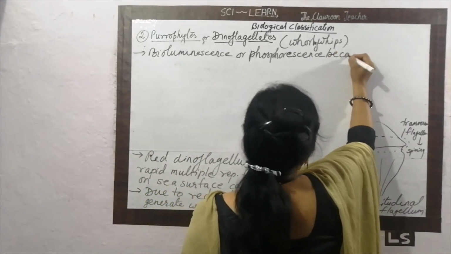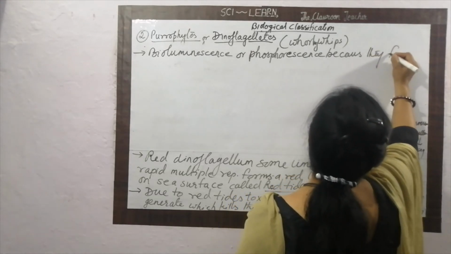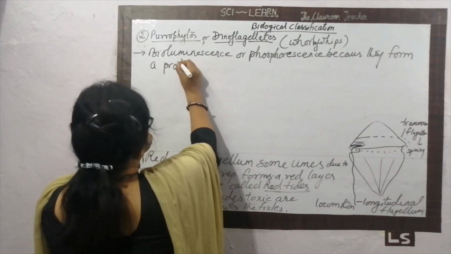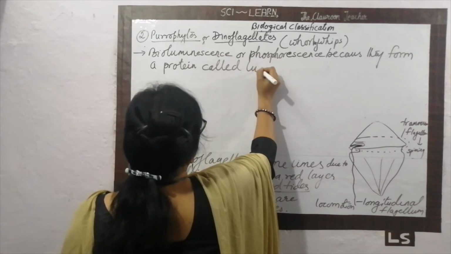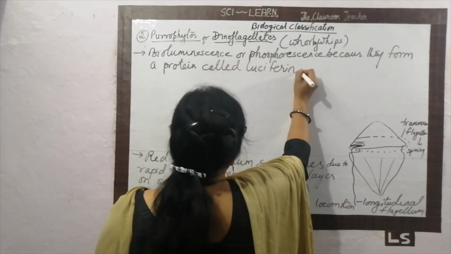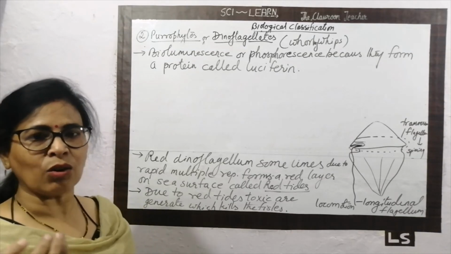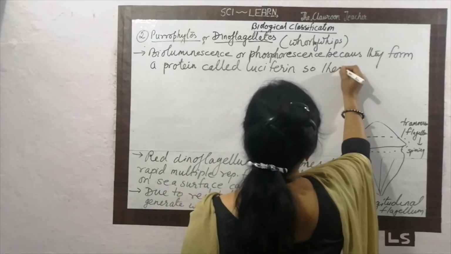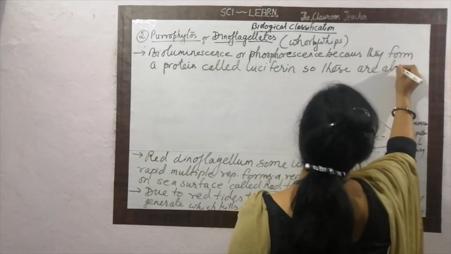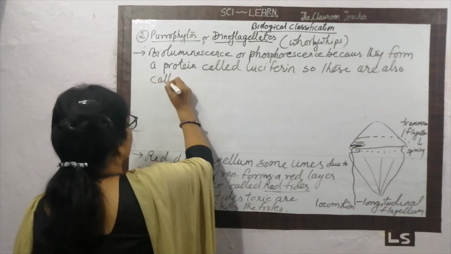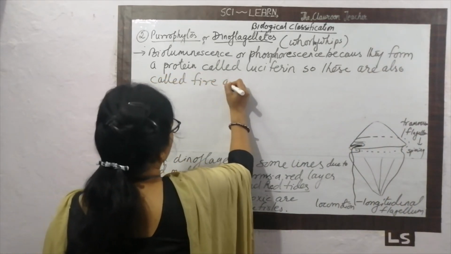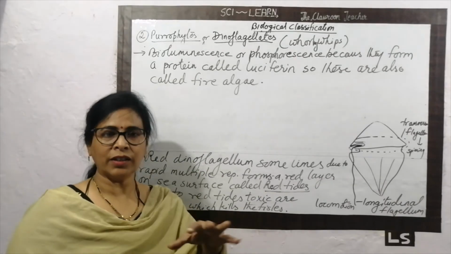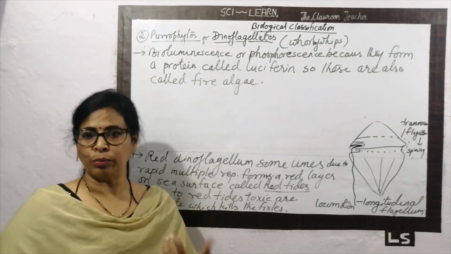They form a protein called luciferin. This protein glows in the dark. So these are also called fire algae, because the surface of the water starts glowing, as it is bioluminescent in nature.